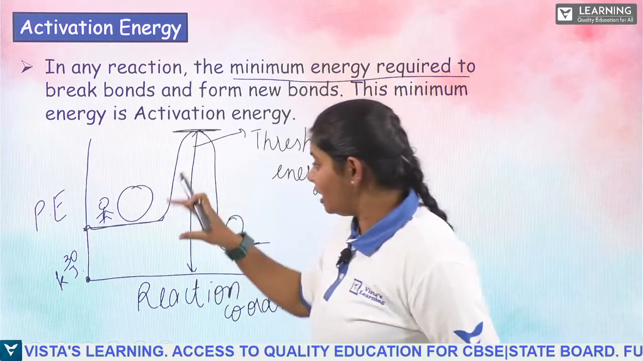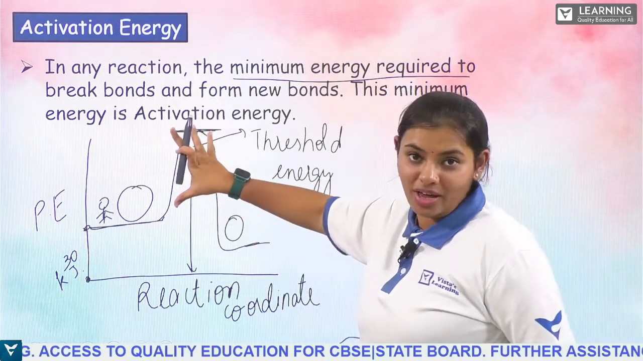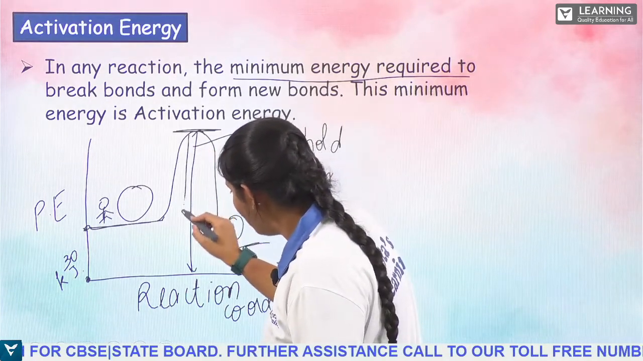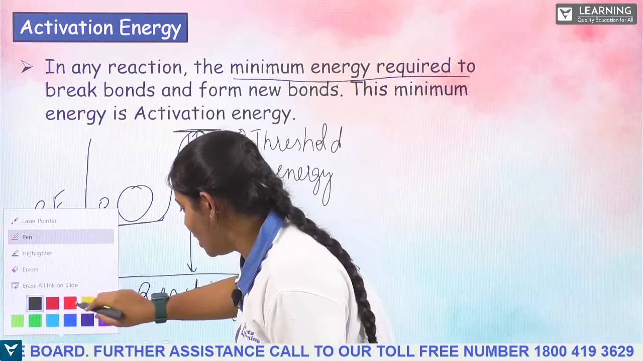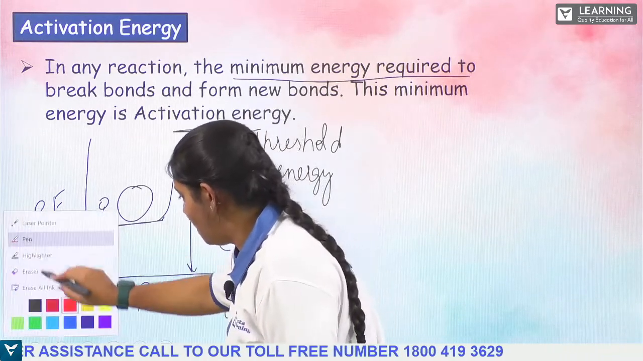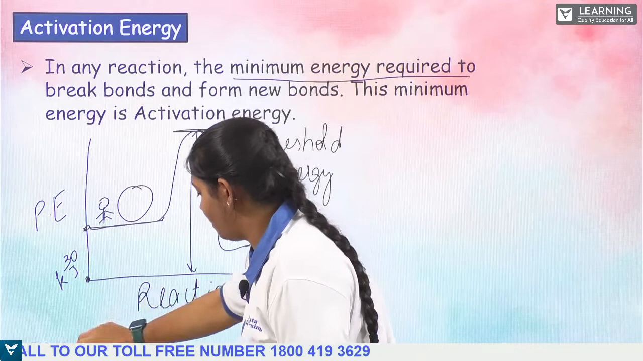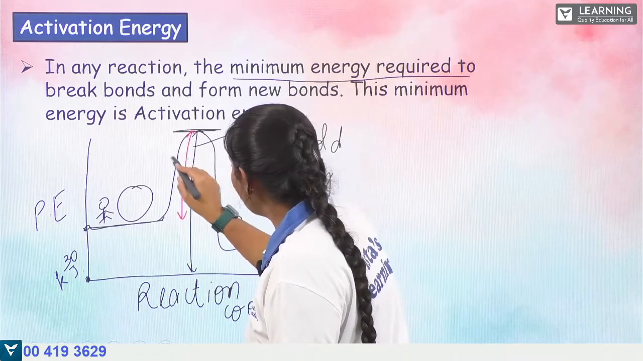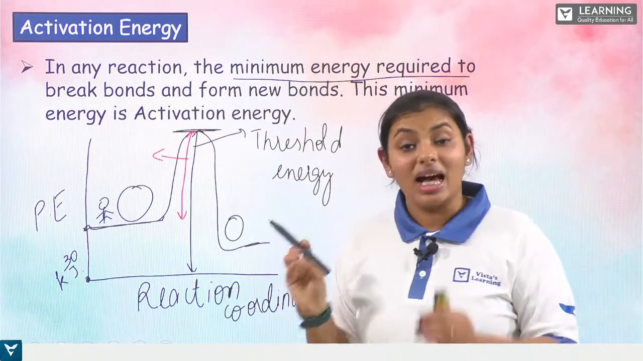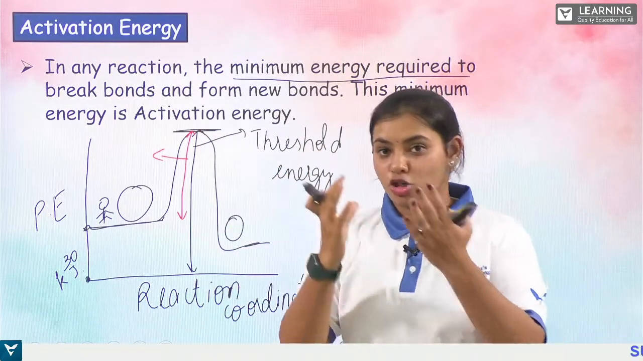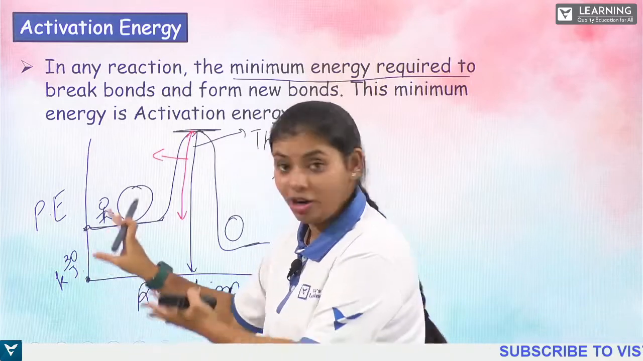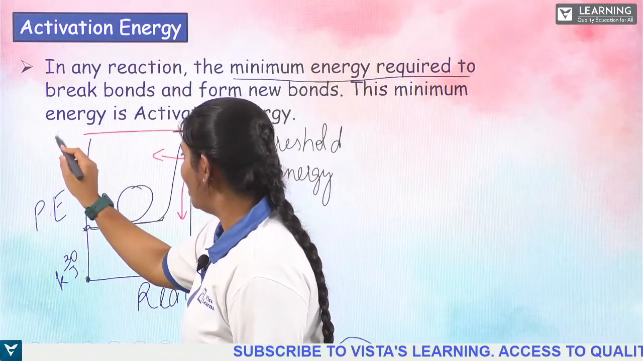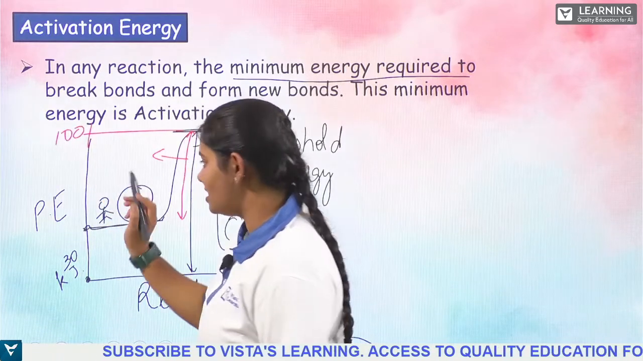But it requires so much more energy in order to cross the barrier. So what is this amount of energy that is required? Let me use another color. This amount of energy that is required is called the activation energy. So a certain amount of energy is what they already have. Imagine the total that is required is 100 kilojoules.